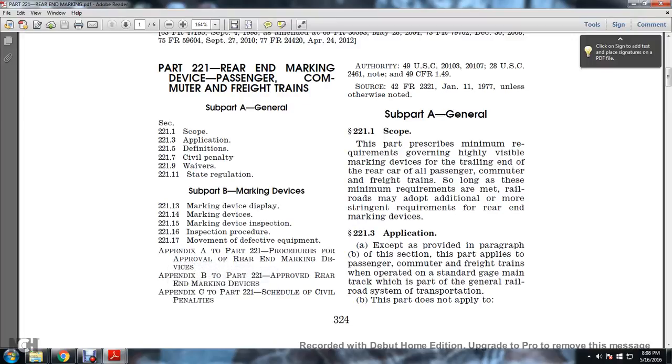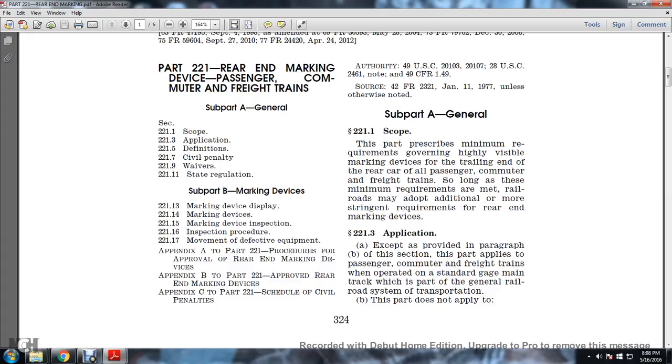All right, we're on Title 49, Part 221, Rear End Marking Device, Passenger Commuter, and Freight Trains. 221.1, Scope. 221.3, Application. 221.5, Definitions. 221.7, Civil Penalty. 221.9, Waivers. 221.11, State Regulations. Subpart B, Marking Device.